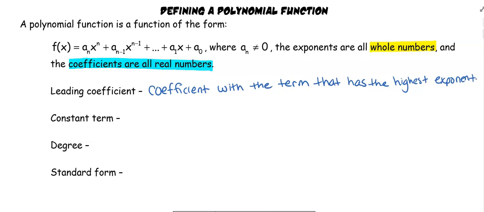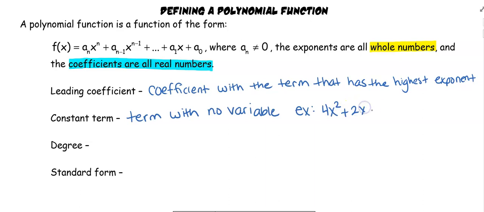The constant term is the term with no variable. So for example, let's say we have 4x squared plus 2x minus 5. Your minus 5 is going to be the constant term because that's the term without the variable. So that's your a sub 0.